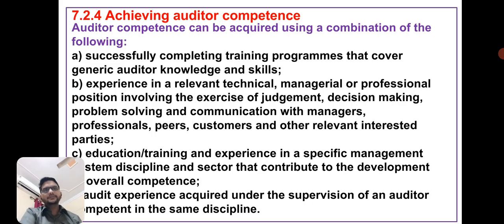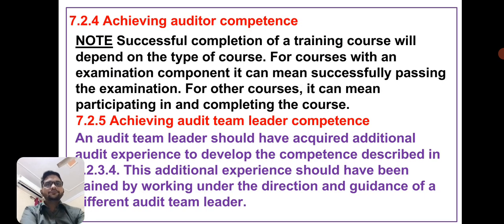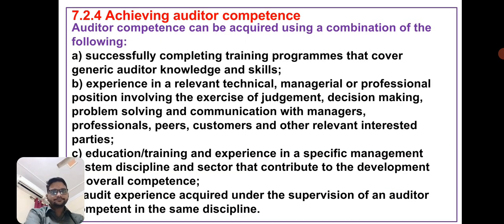Next is achieving audit competencies. An auditor's competency can be acquired using a combination of the following. How can one achieve auditor's competencies? First is successful completion of training programs that cover generic auditor's knowledge and skill, and experience in a relevant technical, managerial or professional position involving exercise of judgment, decision making, problem solving, and communication with managers, professionals, peers, customers and other relevant interested parties. Next is education, training and experience in a specific management system, discipline and sector. Next is audit experience acquired under the supervision of an auditor competent in the same discipline.